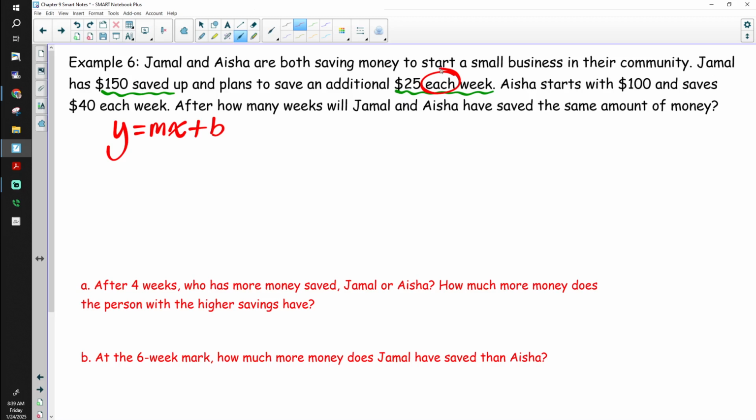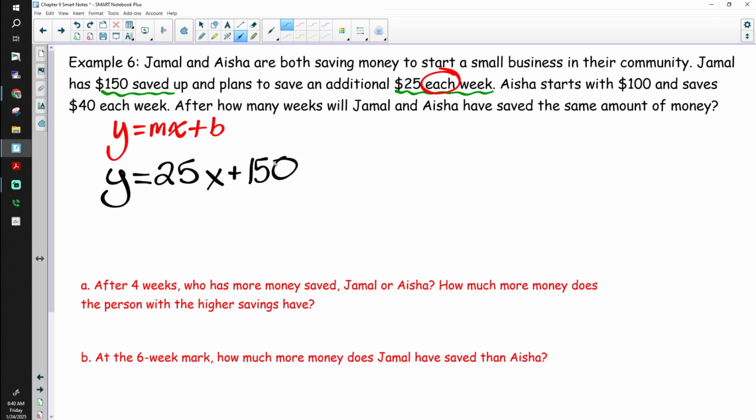So what would the equation for Jamal be? Y equals m. Which one is the rate, the slope? What is happening over and over and over again? 25, x. 150 is the initial value, the start, the beginning. That's b. Plus 150, the start. This equation helps you determine how much Jamal will have after a certain amount of time.